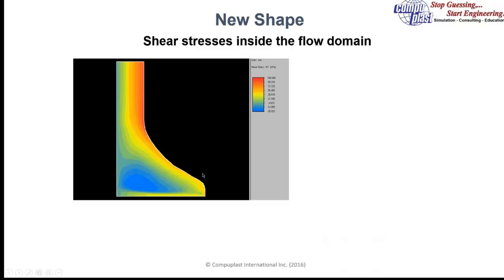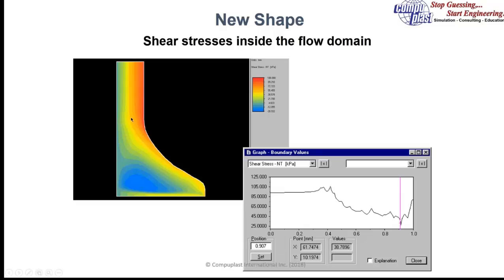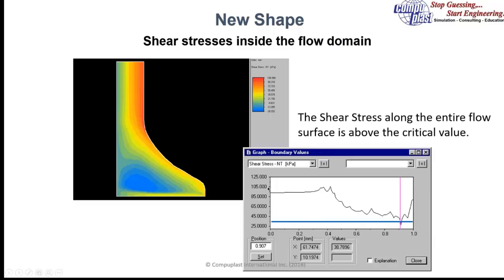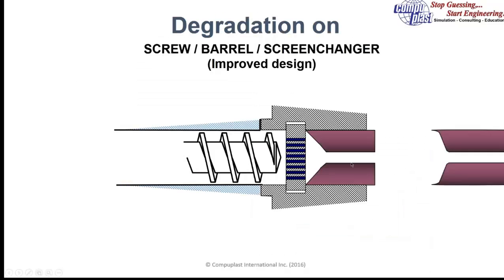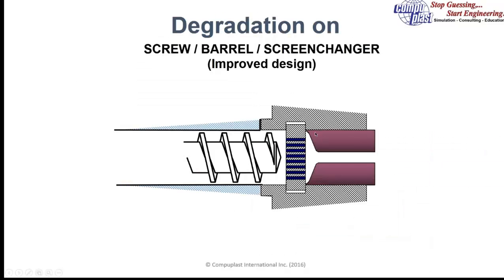We have this more convex geometry change, and if we modify it and plot the shear stress along this surface, we see that the shear stress along the entire surface is above the critical value, and then we can avoid having the buildup of degraded material on that surface. And so we modify our design to have a more convex shape rather than the concave shape that they had initially designed. Now, how do we come up with this critical shear stress value?